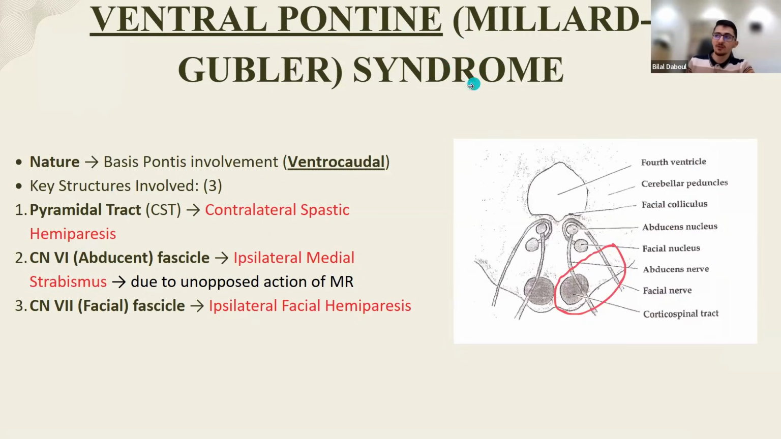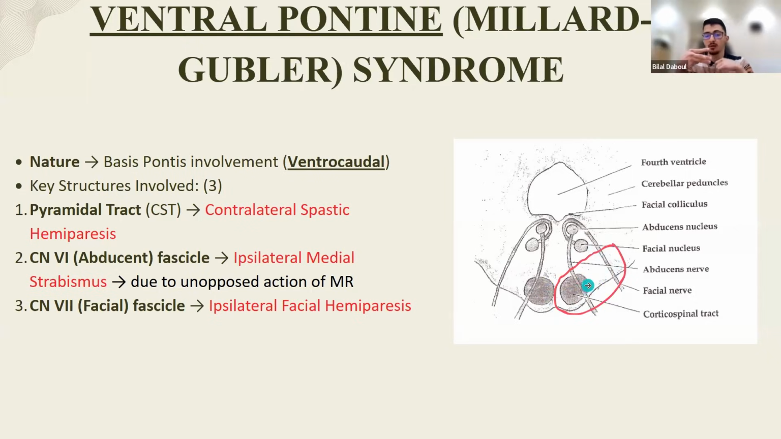They're not that difficult, and the doctor doesn't ask much about them. But the first would be the Millard-Gubler syndrome, or the ventral pontine syndrome. As the name implies, the basis pontis is involved. The ventrocaudal aspect is involved. So the basilar part of the pons is involved at a lower section, at the level of the facial colliculus. So if you see here, that's the facial colliculus. This whole section goes ischemic.